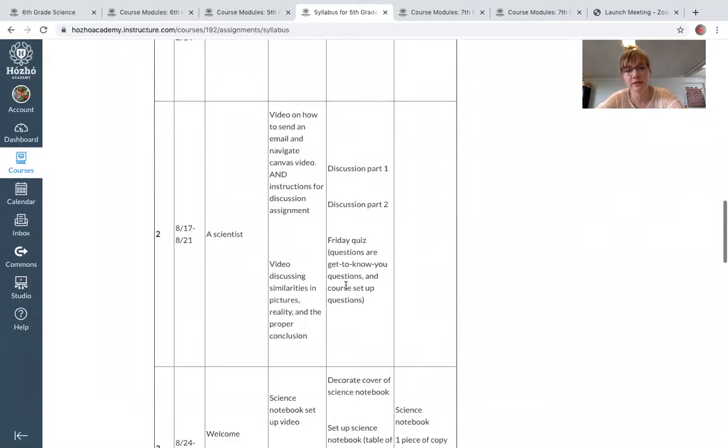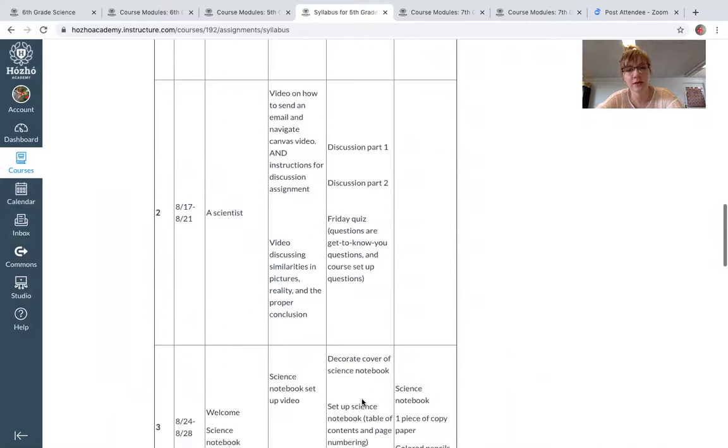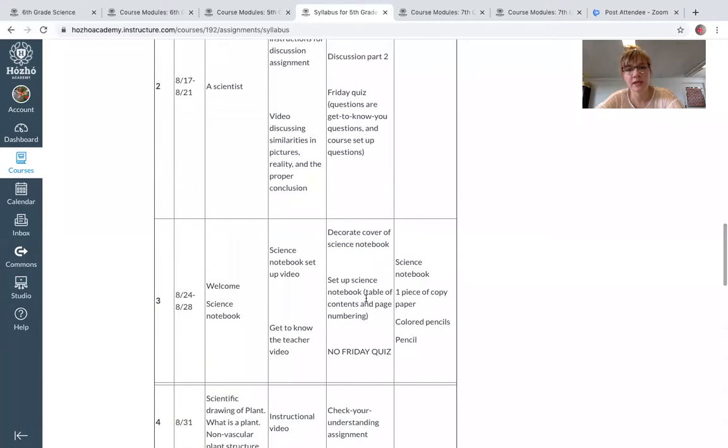So teacher will post science notebook video. That's what I posted. Students will do. Let's scroll down. Decorate cover of science notebook. Set up science notebook. Oh look, we also don't have a Friday quiz this week.